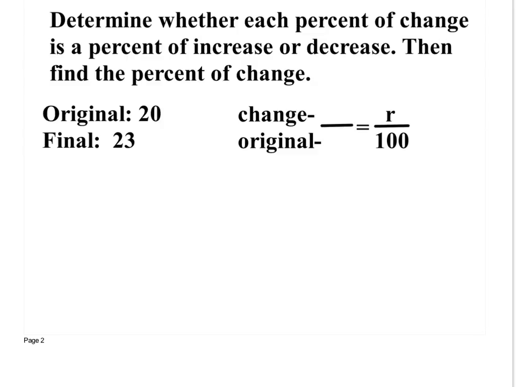23. What is the original? 20. What is 23 minus 20? 3. Okay, that's the amount of change. The amount of change is the final minus the original. Now, I take that over the original. What is the original? 20. And here they want this set up as proportions, so we're taking R, which would be your percent of change, over 100.